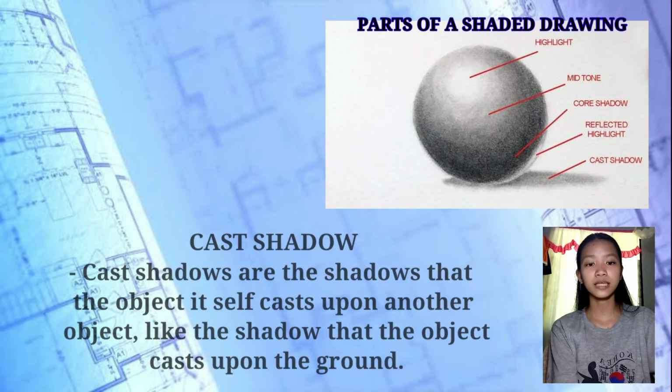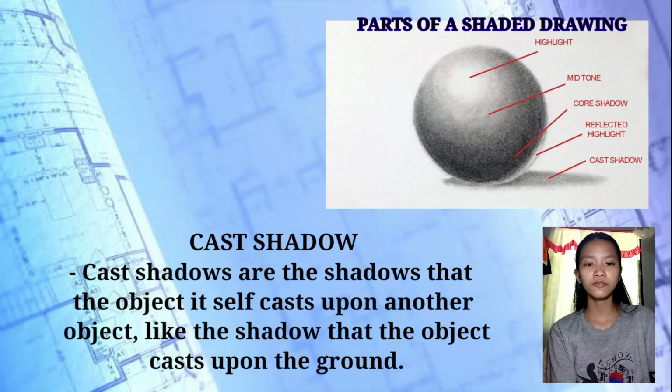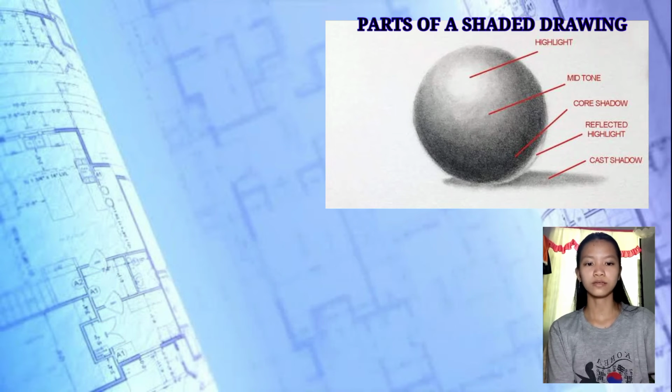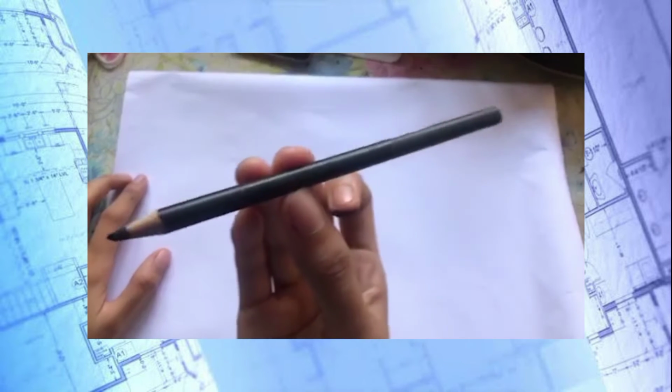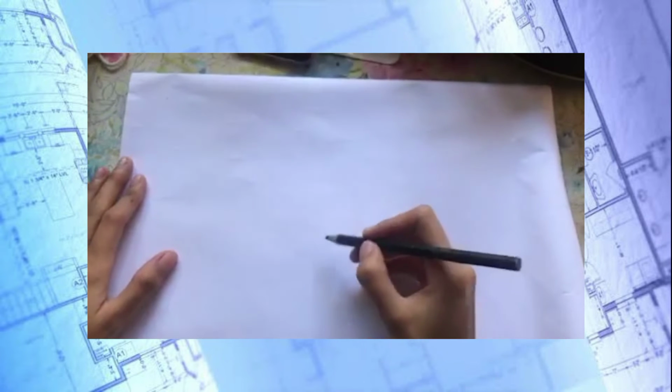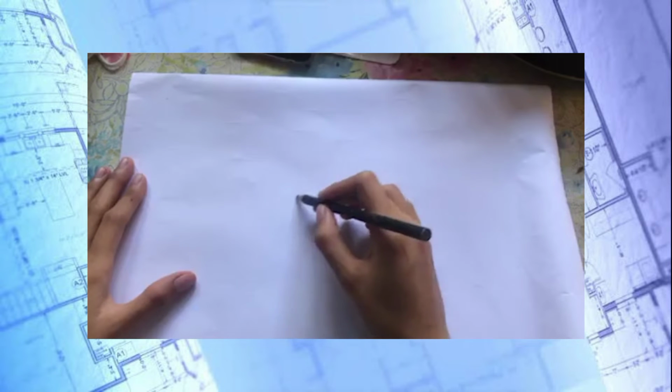So number 5 is cast shadow. Cast shadows are the shadows that the object itself casts upon another object, like the shadow that the object casts upon the ground. So kung ano yung nakikita niyong object, so yun din yung ina-adapt ng cast shadow para mas maging realistic yung drawing. So meron po akong inihandang video para sa inyo wherein these are the steps in shading an object. Using a piece of paper and any sketching tool, start to draw an outline of the object.